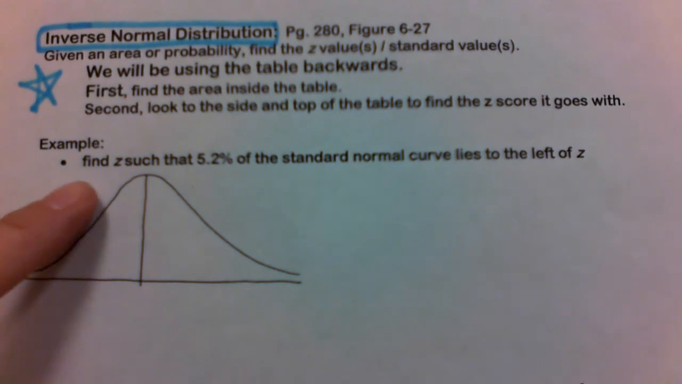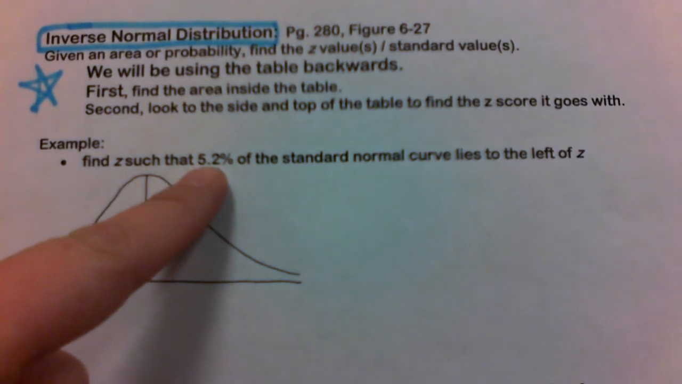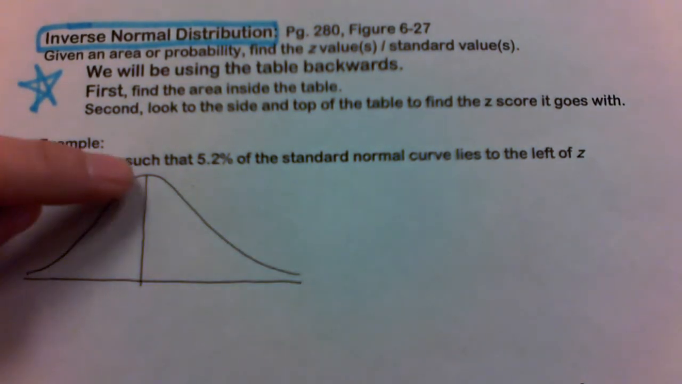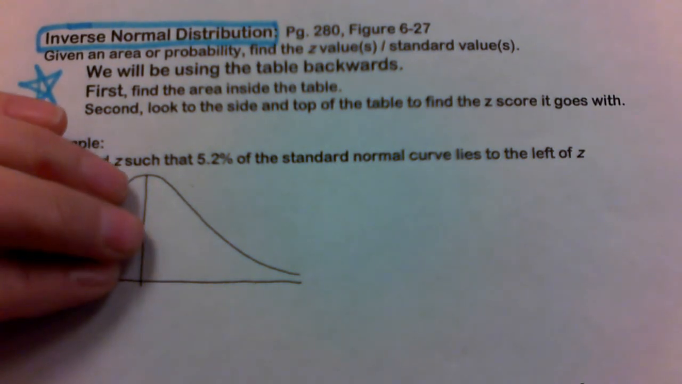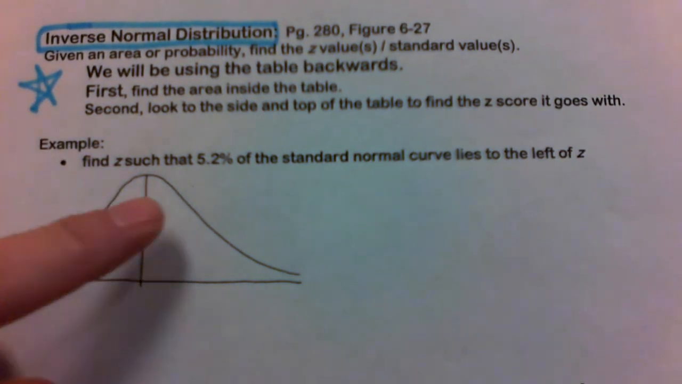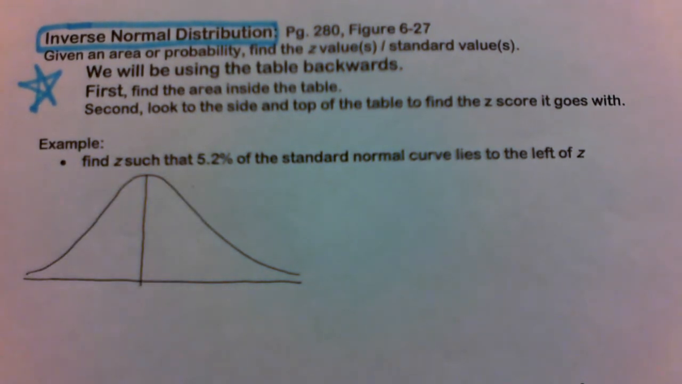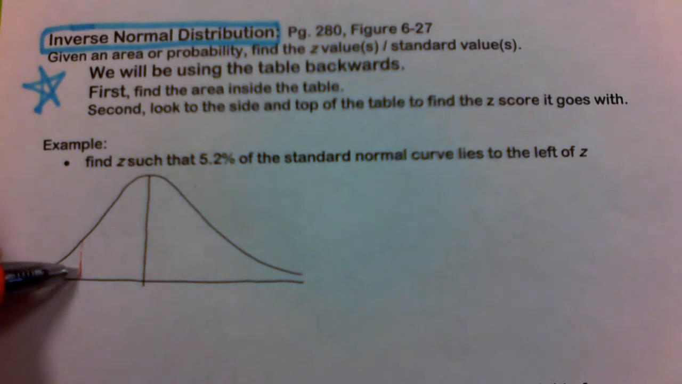So if you'll notice in this first one, it says find Z. So we do not have Z if it asks us to find Z. What they tell us is this is how much of the curve is shaded in, and it is shaded in to the left. All right, well, here's mu, and if I shade to the left from mu, I've shaded in 50%. And this is telling me to only shade 5.2%. So, knowing that, I can guesstimate and shade about 5.2%.